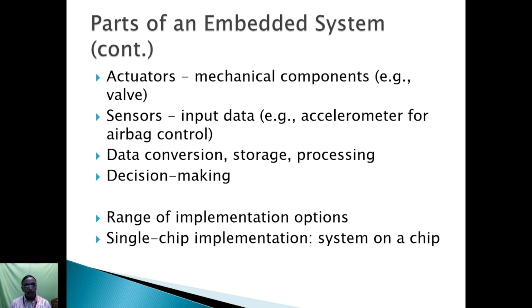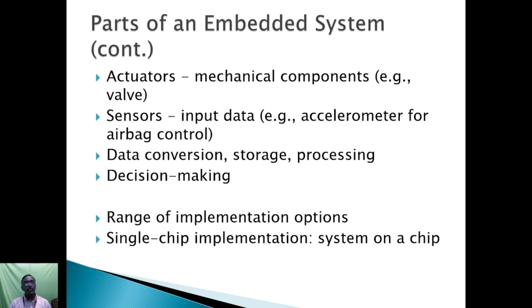Next are data conversion, data storage, and data processing. These are the next blocks. What does data conversion mean? The sensor output is analog, so we convert analog data into digital data to process the value in the microcontroller, because the microcontroller only understands digital values. The analog data are converted into digital data, which is stored and processed.